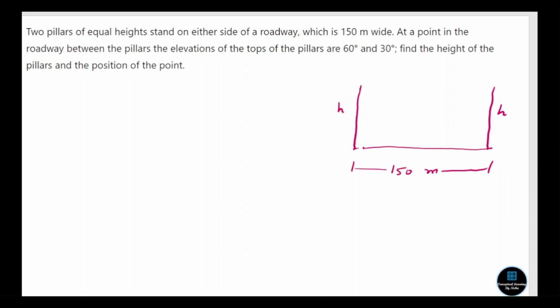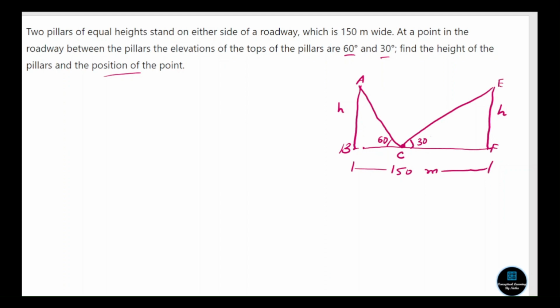Now remember what I said, 30 degree is smaller, so make a smaller angle than 60 degree. You can't take both at equal distance because the angles are different. So make sure you are taking one angle smaller and one angle bigger. So I'll make this 30 degree elevation and this 60 degree. Now we have to find the height of the pillar and the position of the point C. So label it and now let's solve this.